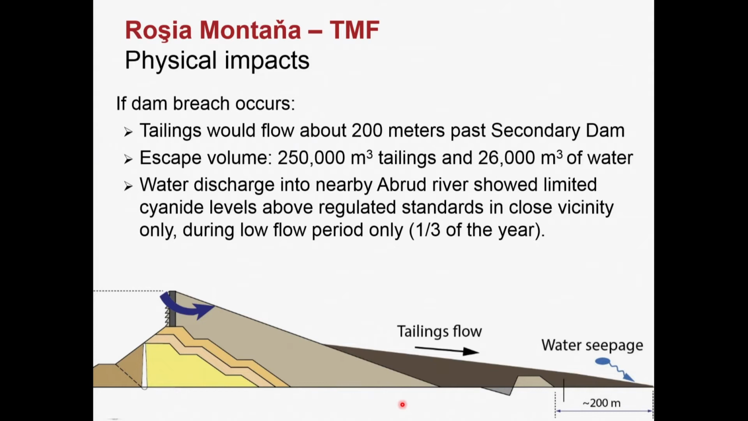And then the water would discharge in the river that's nearby, and it would have some cyanide levels in it. And in some cases, it would be higher than what was allowed. This is if a breach occurs. But these cyanide levels will be above what was permitted only when there's low flow, in the winter months, when there's ice, so there's little water flowing. When there's a lot of water flowing, then the levels would be acceptable.